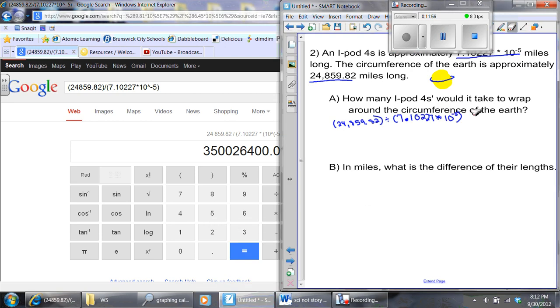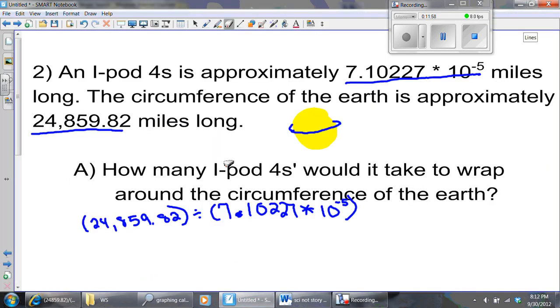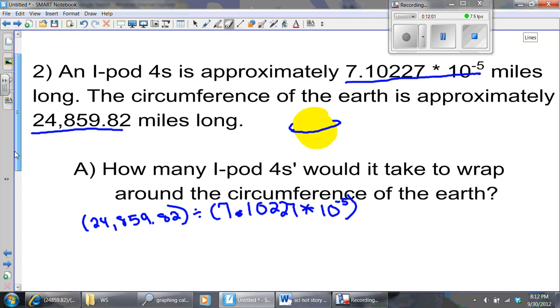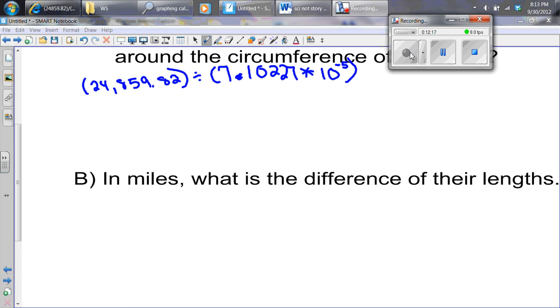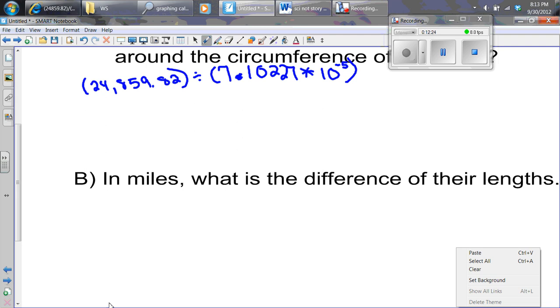Okay, what is the difference in their lengths? Well, difference should be a key word for you. And that's a subtraction problem. Now, to do the subtraction problem, I'm going to want to be in the same units. So I'm going to go ahead and convert. If you heard some music there, that was just my telephone ringing. Anyway, so I'm going to convert the distance of the Earth circumference into scientific notation.